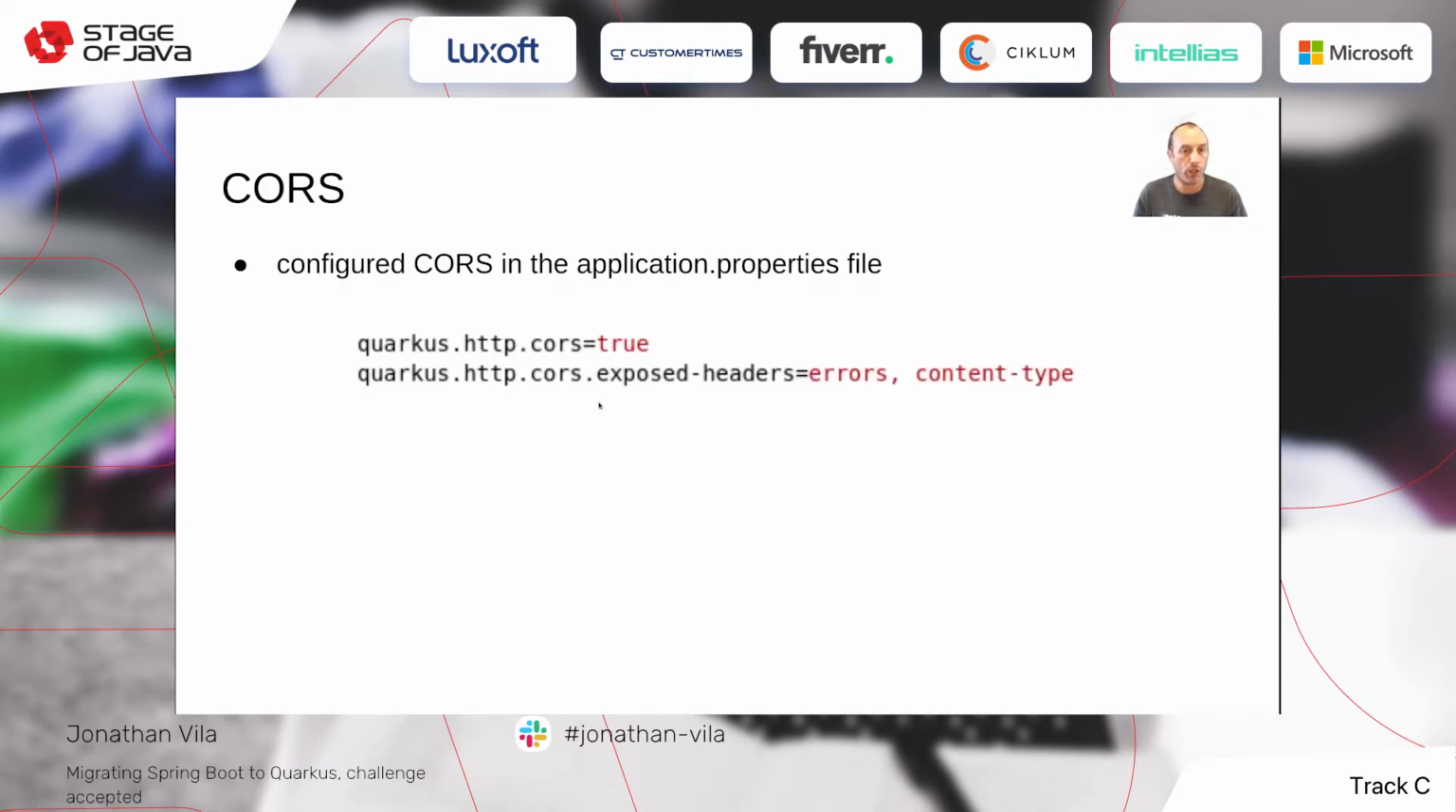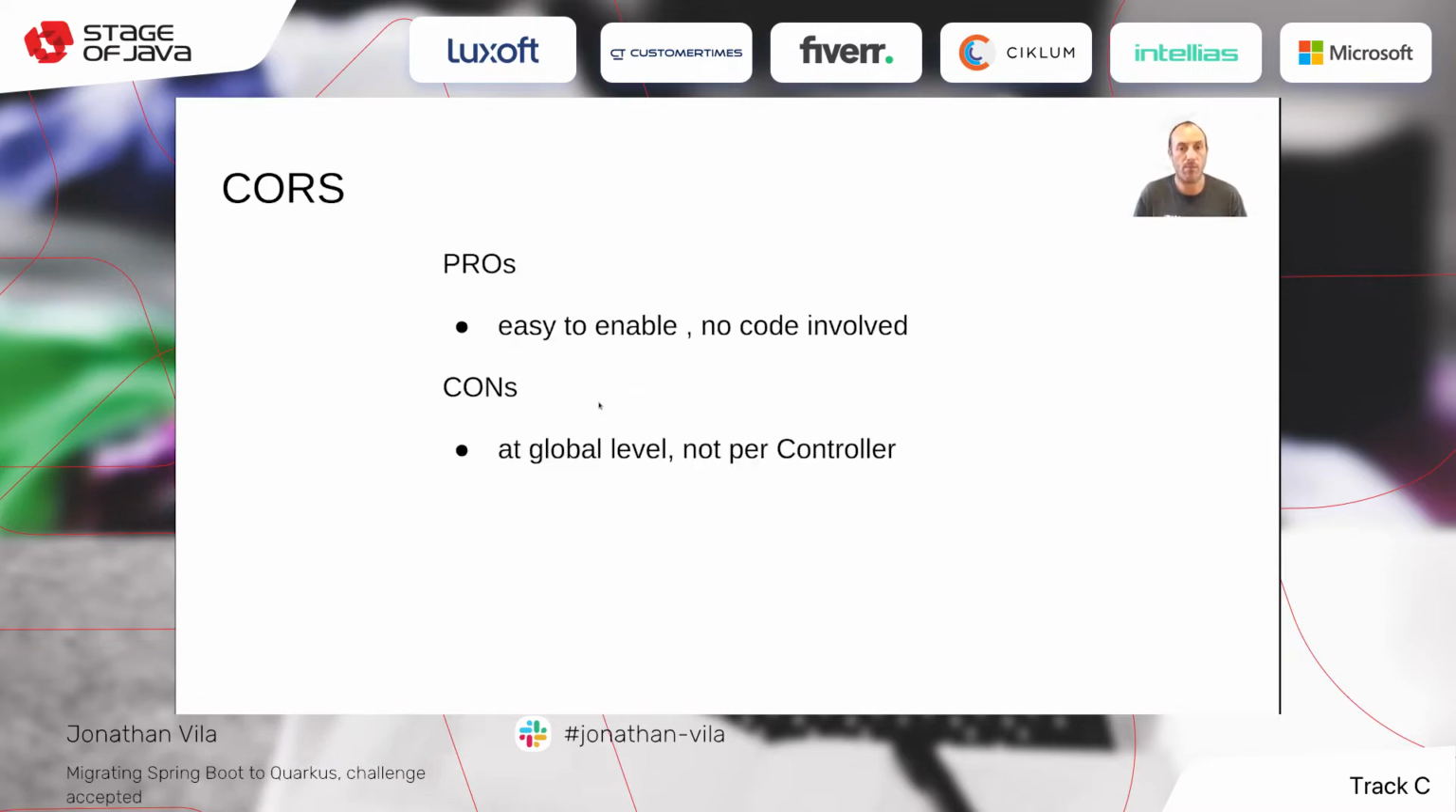Regarding cross origin, it's very easy. It's a matter of simply adding these 2 properties in the properties file, and that's it. So basically that was the case. The only drawback that I found is that with Spring you can configure CORS at the controller level, and with Quarkus I didn't find a way to do it, so it's global. But in this project it didn't cause any problem.